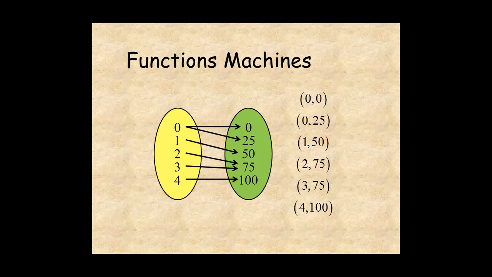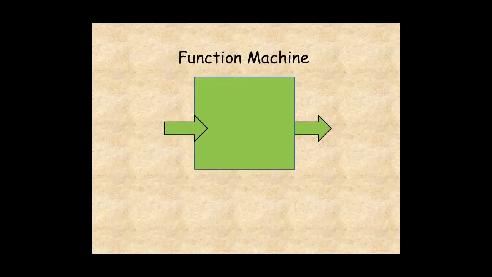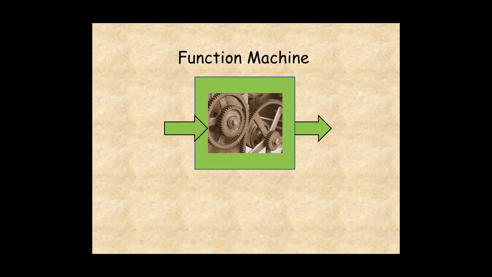This lesson helps you understand a machine as a model for functions. Another common way to represent or model a function is as a function machine, a machine with an internal mechanism that relates an input x to an output y.